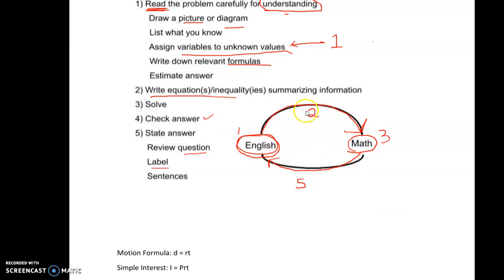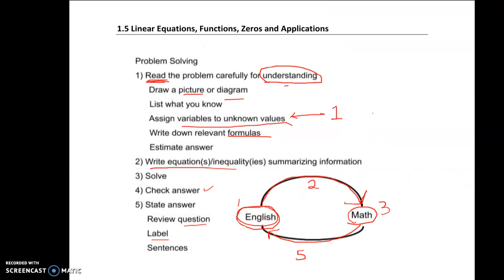Okay, so this is kind of what I want you to think about. Only focus on either English or math at a time. Don't try to do it all at once. And I think you're going to have a lot more success as you do word problems. So I thought the best way to move forward here is just to work a couple problems together.